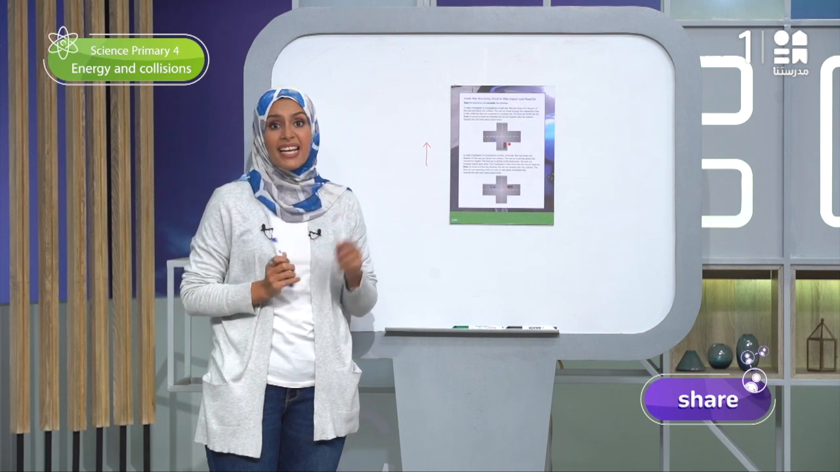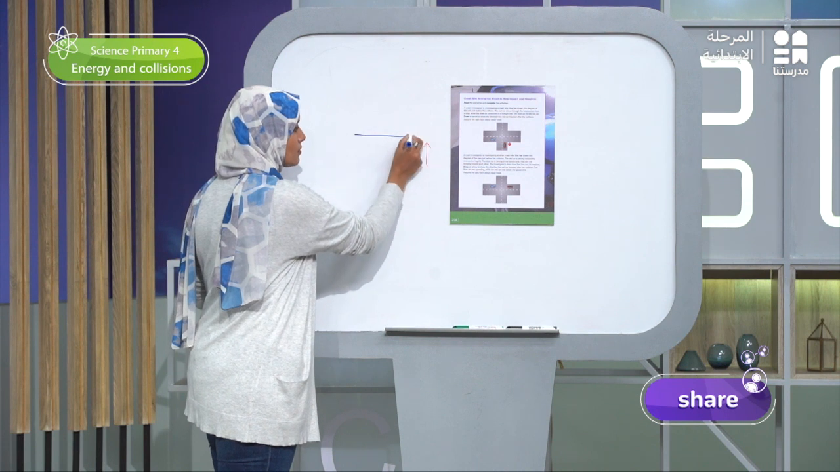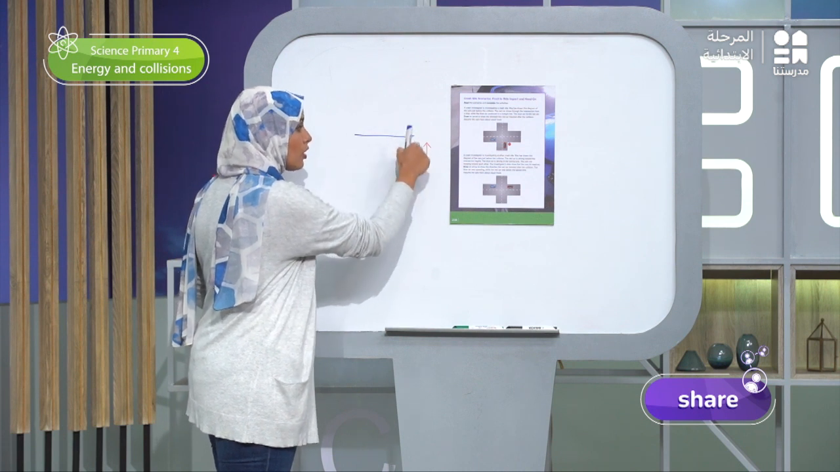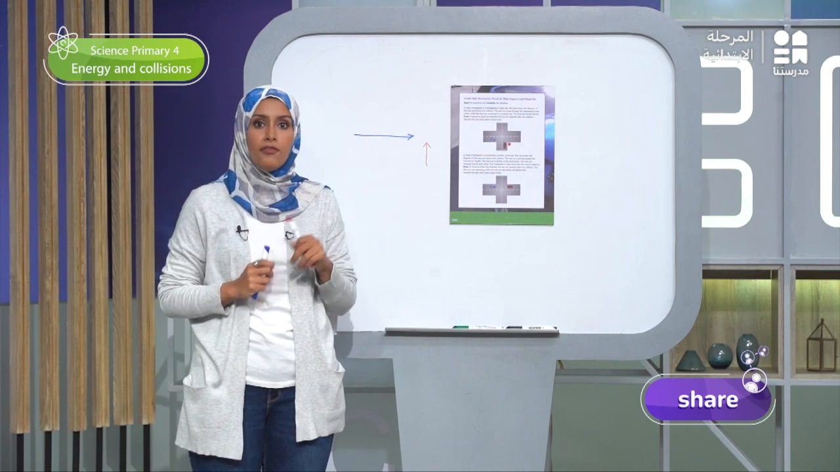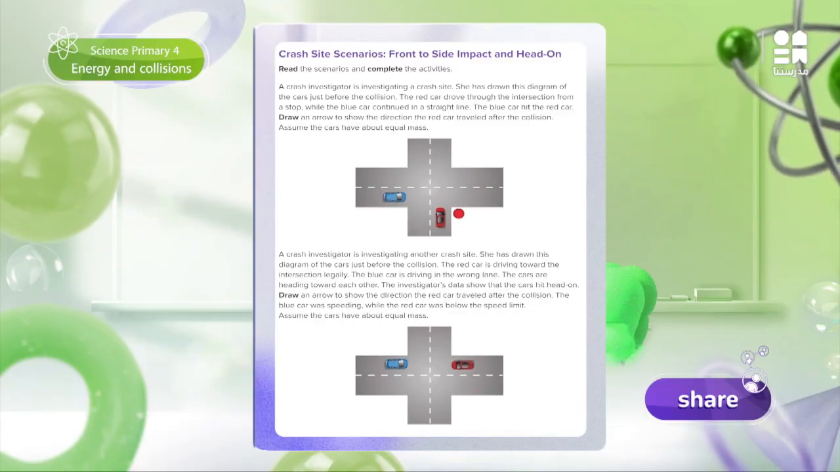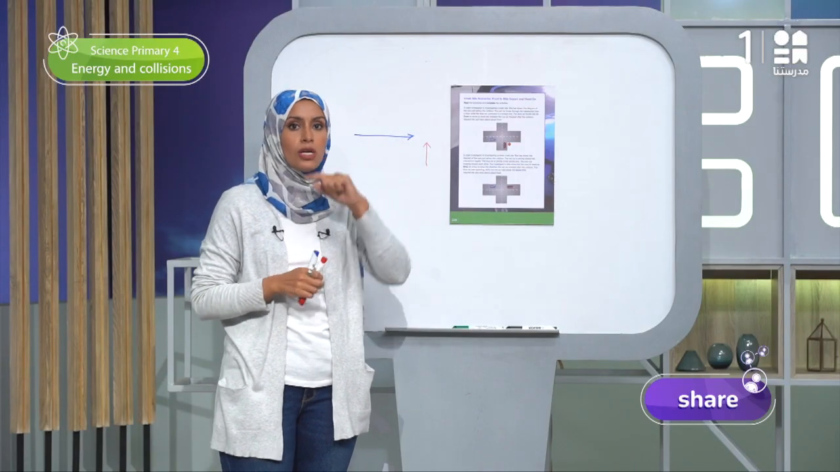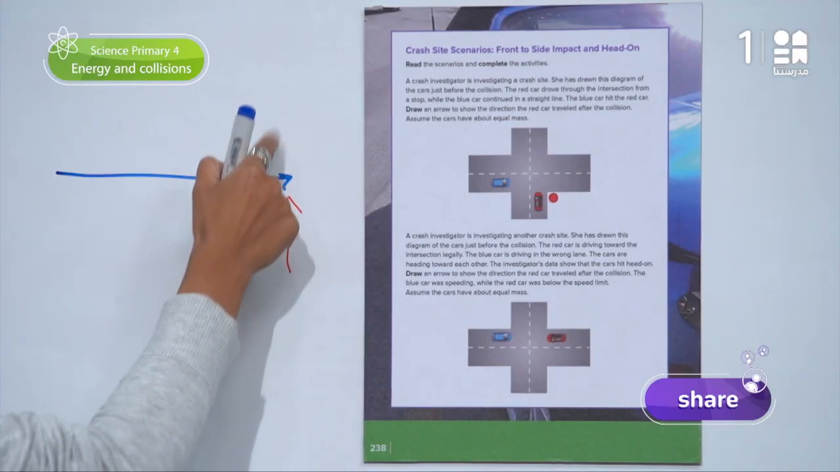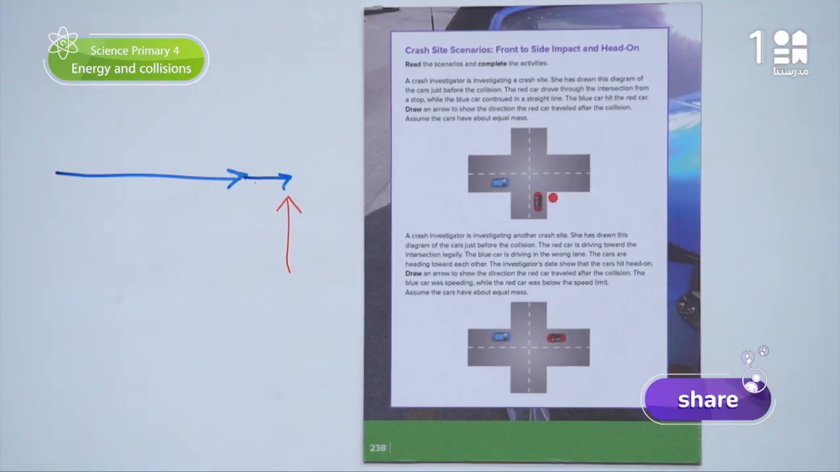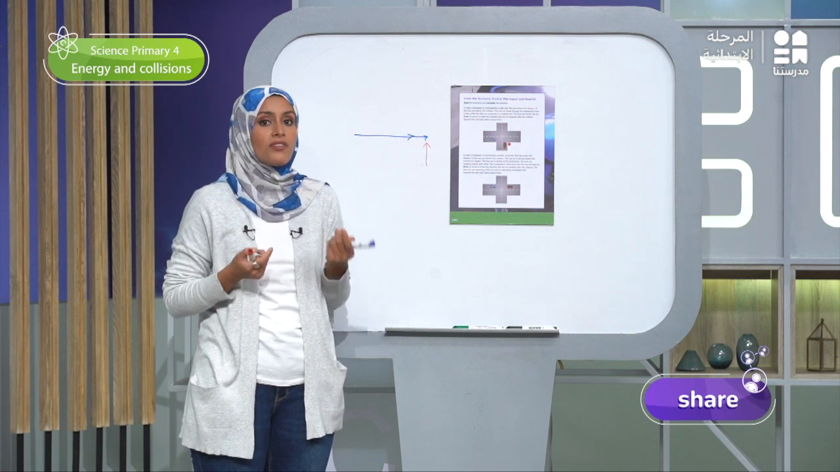So the blue car hit the red car. The blue car was moving like this. Okay? So the blue car will hit the red car. I want you to look closely at the photo and draw an arrow that shows the direction of the red car after the collision. Imagine the blue car hits the red car which is moving like this, where will it send it? By the way, the two cars are equal in mass. Think of this.